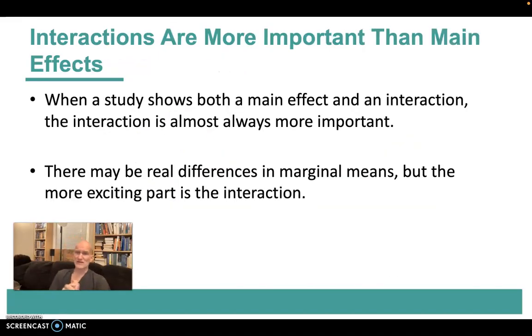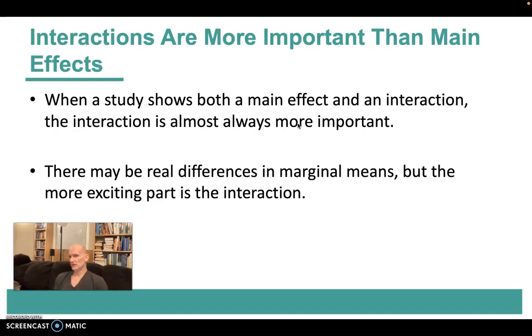So again, I want to emphasize, don't get confused on the term main effect. The main effect does not mean most important effect. It's just a term that means the overall effect of one variable. In fact, when a study shows main effects and interactions, the interaction is almost always the most important part of the study. In fact, usually scientists will set up a factorial design because they want to test for an interaction.